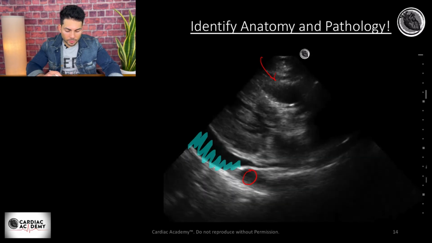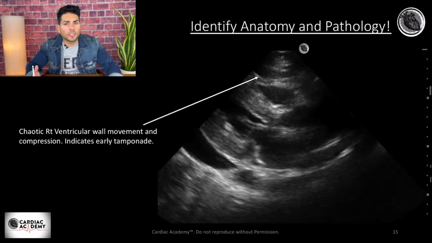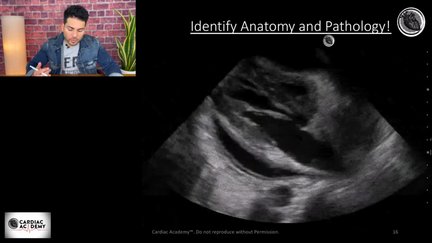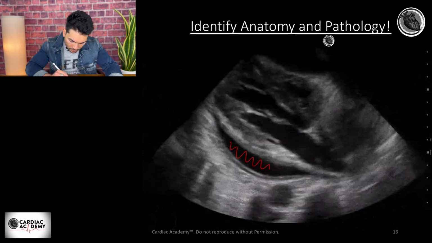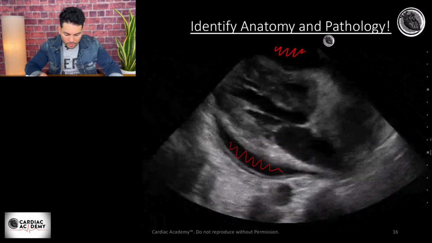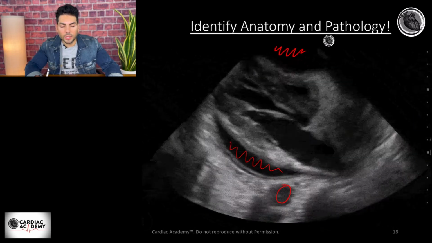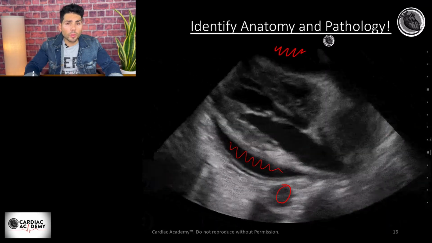Okay, very good. So just like we said, there's a chaotic movement of the right ventricular wall, which could suggest early stages of tamponade. All right. So let's take a look at this other example. And again, we see some fluid here, and we see some fluid up here as well. We'll look at the descending aorta right here. It's anterior to the descending aorta, so that means this is a pericardial effusion.